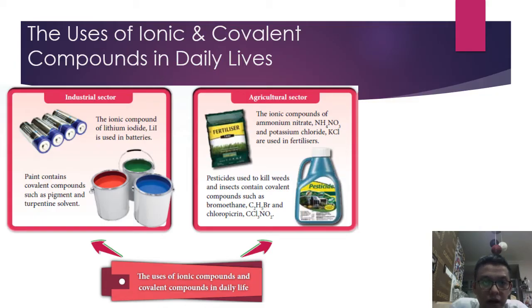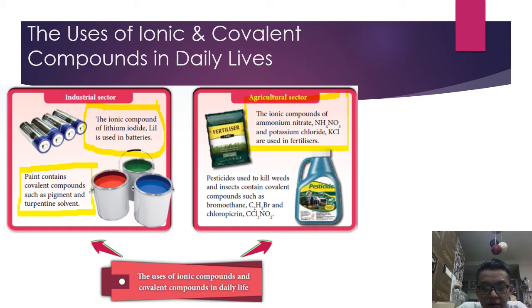The use of ionic and covalent compounds in our daily life. Ionic compounds such as lithium iodide can be used in batteries, while pens contain covalent compounds. In the agricultural sector, ionic compounds such as ammonium nitrate can be used as fertilizer. The pesticide used to kill insects is normally a covalent compound.